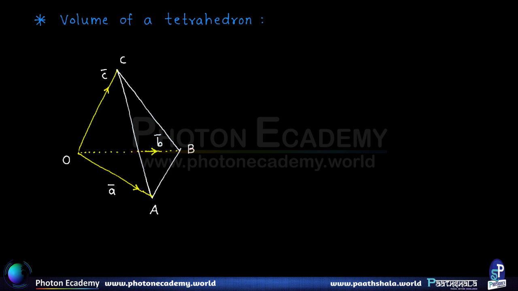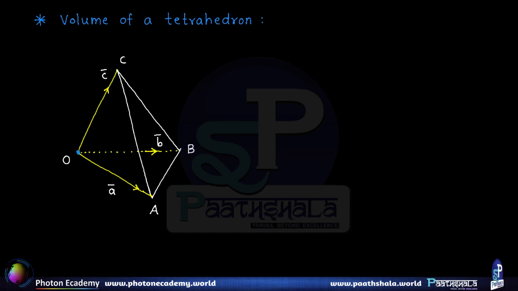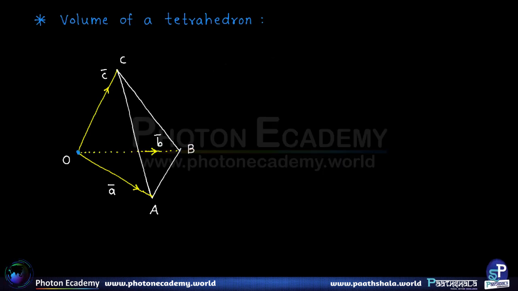Now in case of a tetrahedron also, let us consider the 3 coterminous edges as A bar, B bar and C bar. As you can see in the figure, the side OA we call vector A bar, side OB as B bar and side OC as C bar. And we have to derive the formula for the volume of a tetrahedron. Now we will be using the similar method that we used to calculate the volume of a parallelepiped.